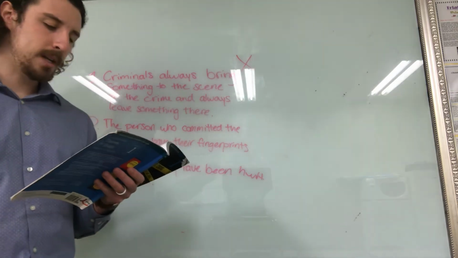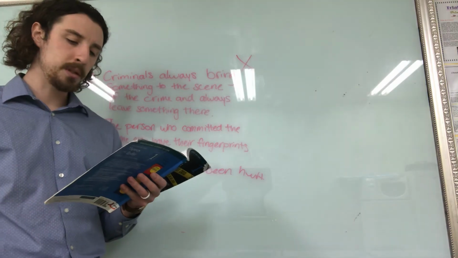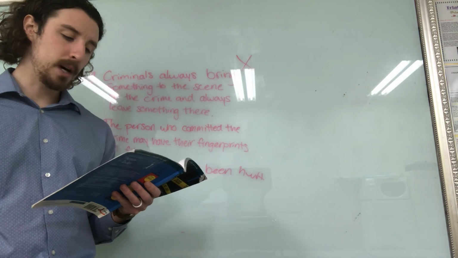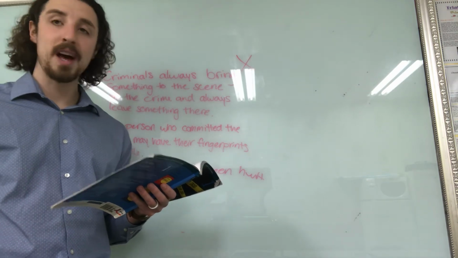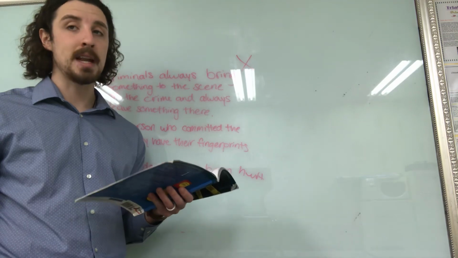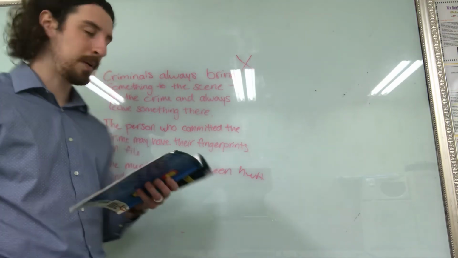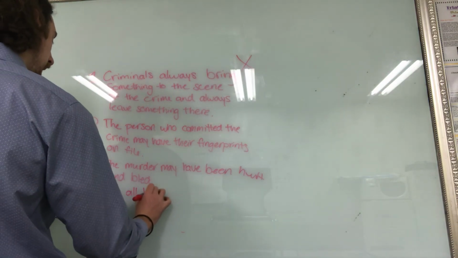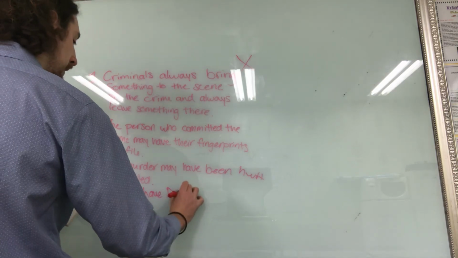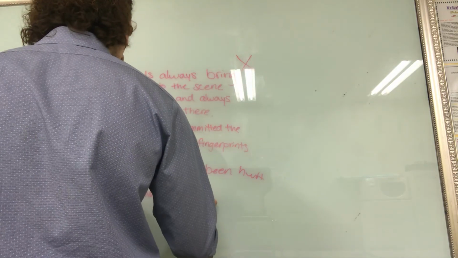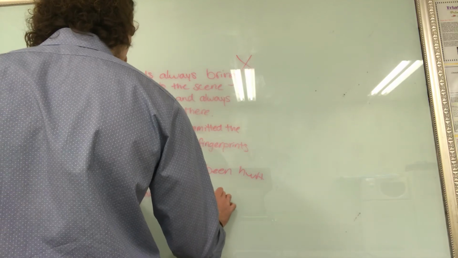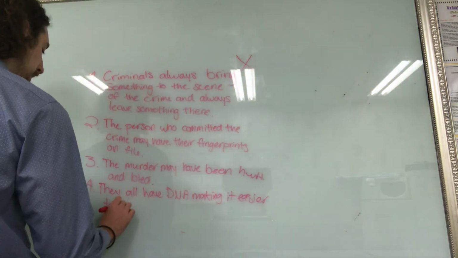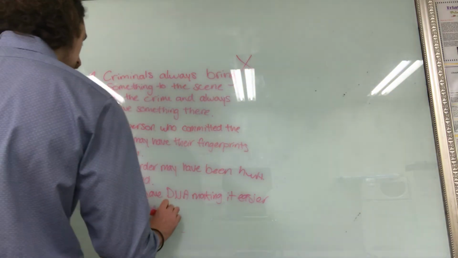Okay, we can do number 4 too. Why are blood, skin, and fingerprints so important to crime experts? Well, that's because blood, skin, and fingerprints all have DNA, and as we know, DNA is unique to each person. So they all have DNA, making it easier to find the criminal.